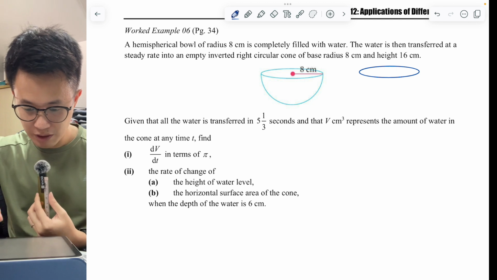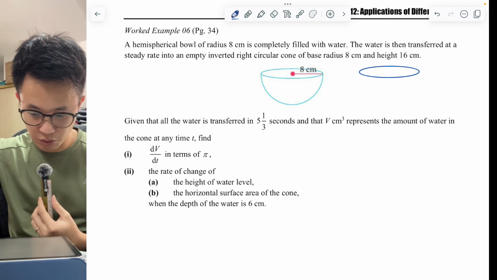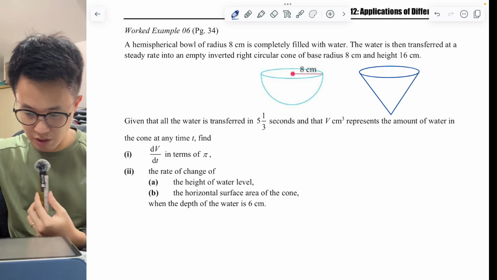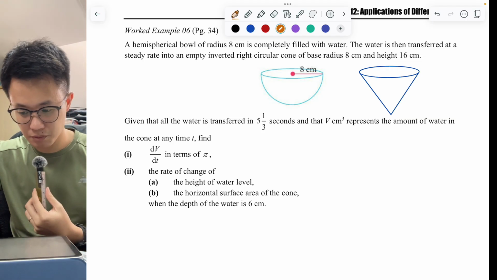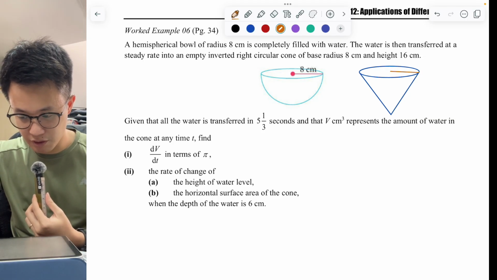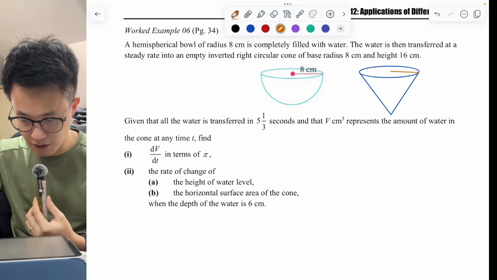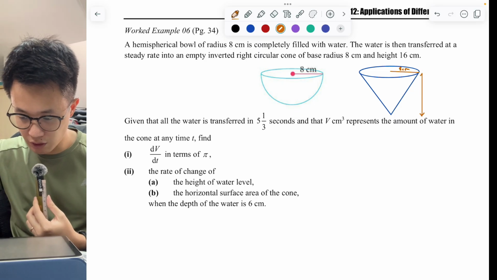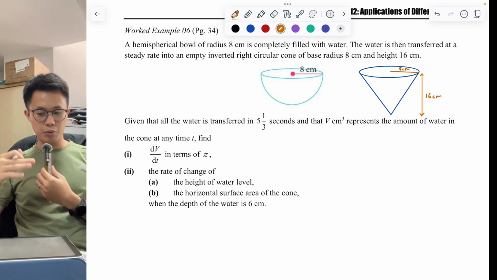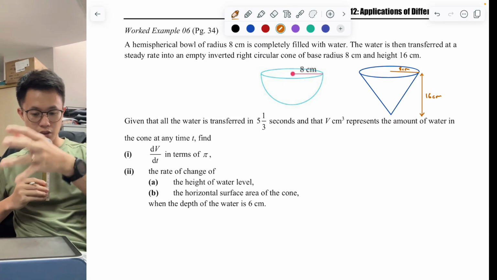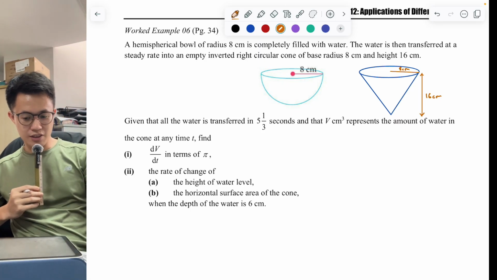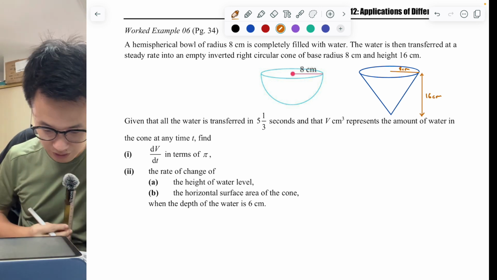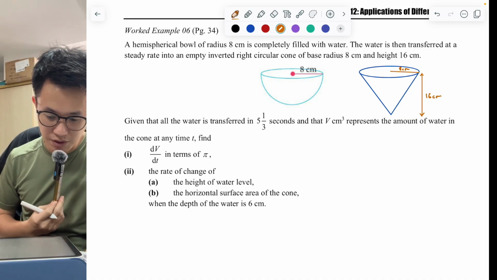Okay, what is being filled is being poured into a cone over here, and the cone also has a radius of 8 cm. Okay, this has a radius of 8 cm, not the best 8 cm, and it has a vertical height of 16 cm. Okay, so we're going to pour from the hemisphere to the conic cone. Now, given that all the water is transferred in 5 1/3 seconds and V cm cube represents the amount of water in the cone at any time t, find dV over dt in terms of pi.